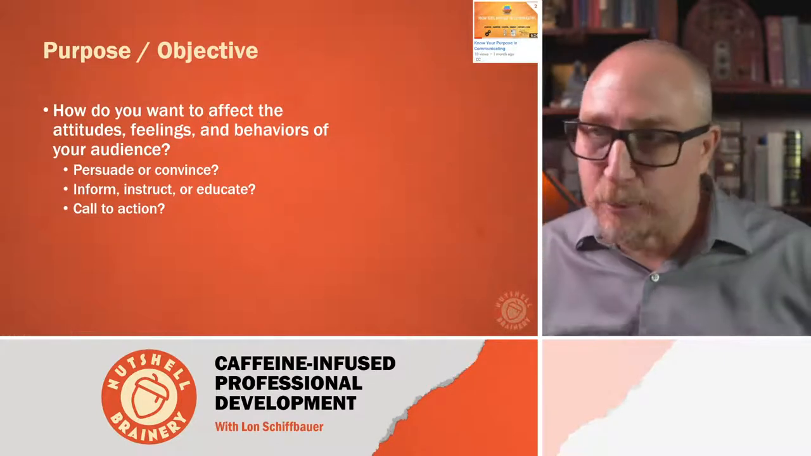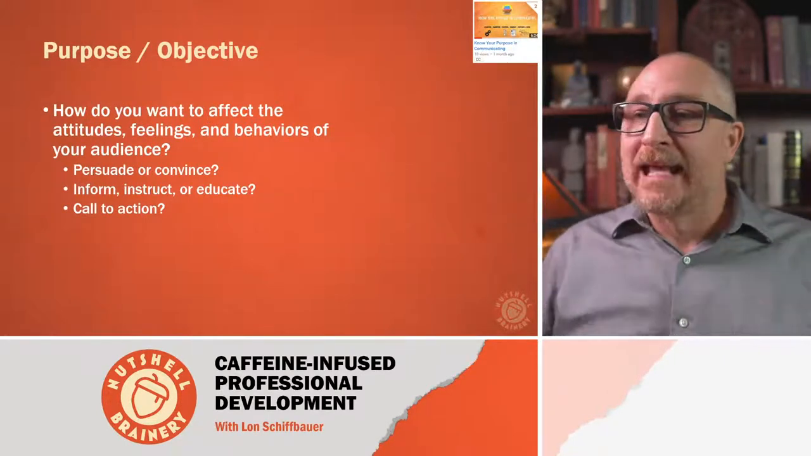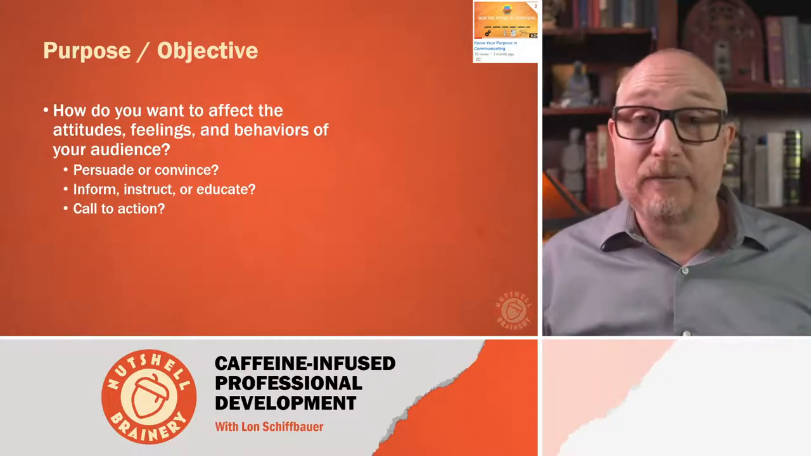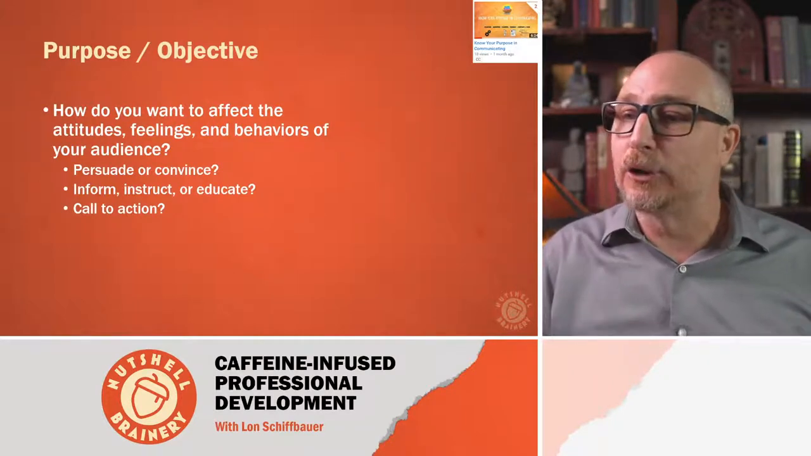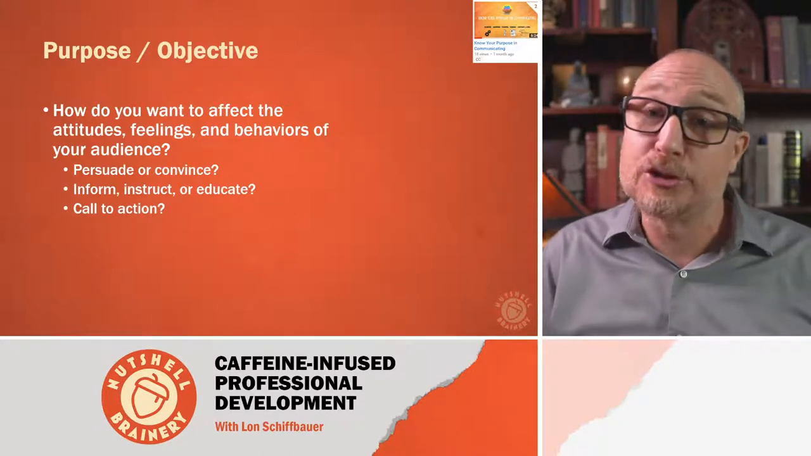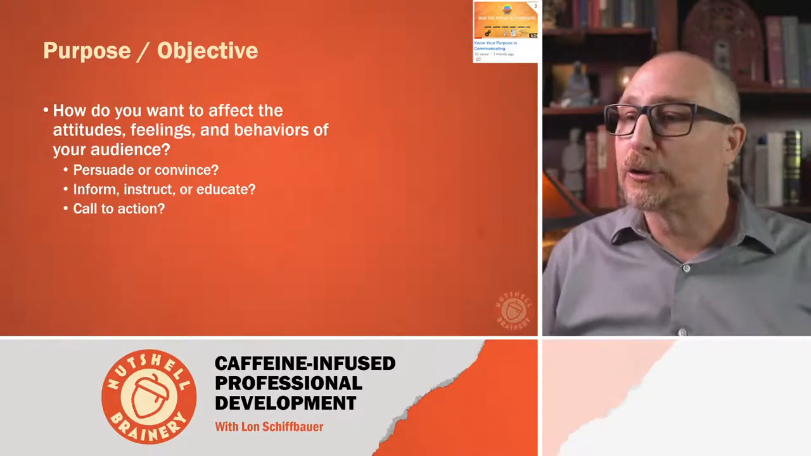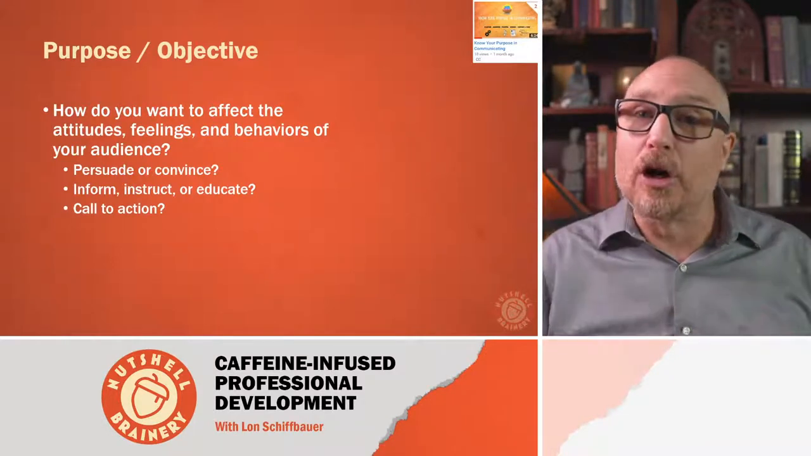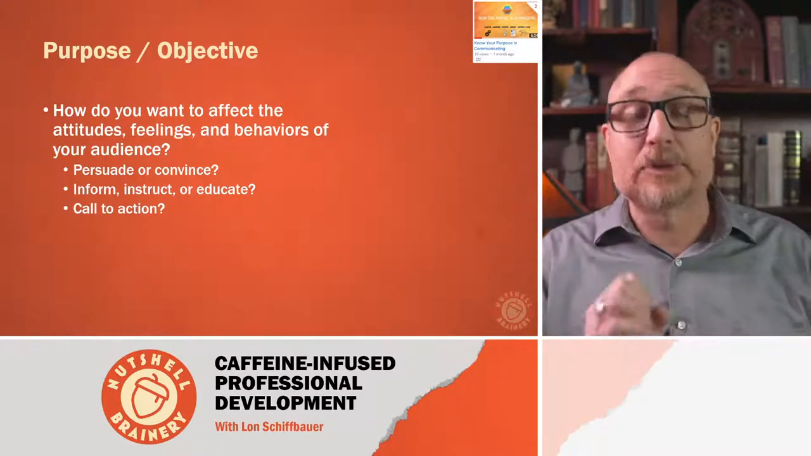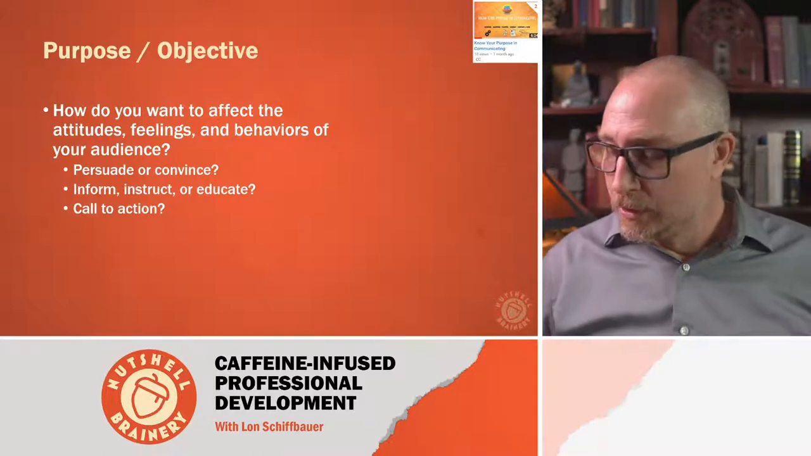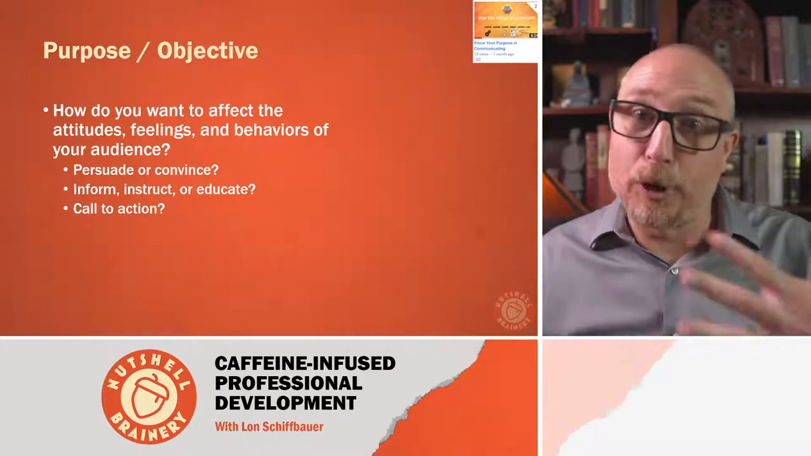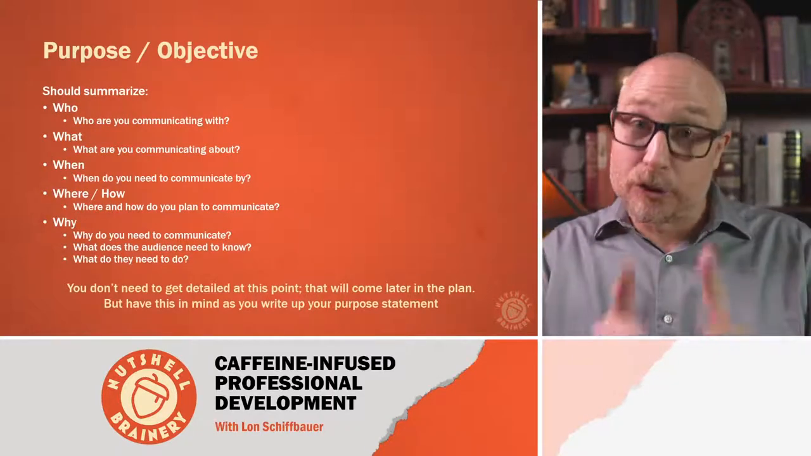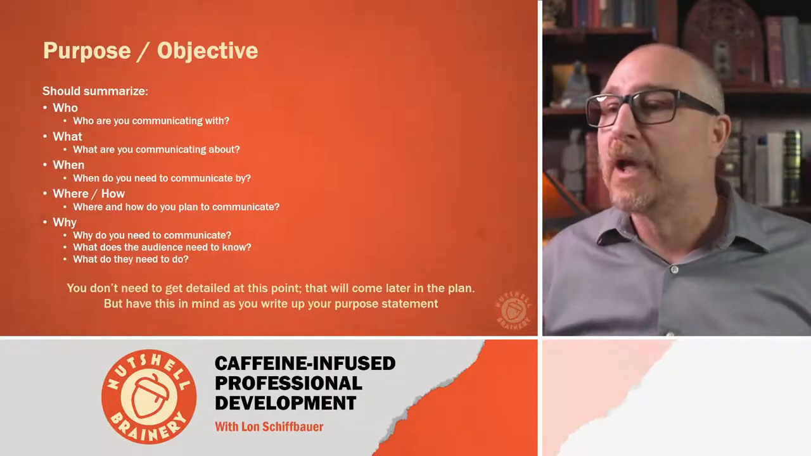The purpose statement is really, how do you want to affect the attitudes, feelings, and behaviors of your audience? Are you trying to persuade or convince them to do something? Are you trying to inform, instruct, and educate? Or what is your call to action? What do you want them to actually do? A good purpose objective statement includes these elements. And don't worry, I'm going to show you an example.